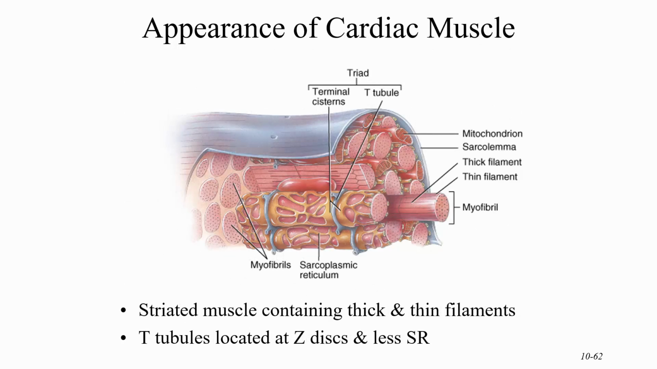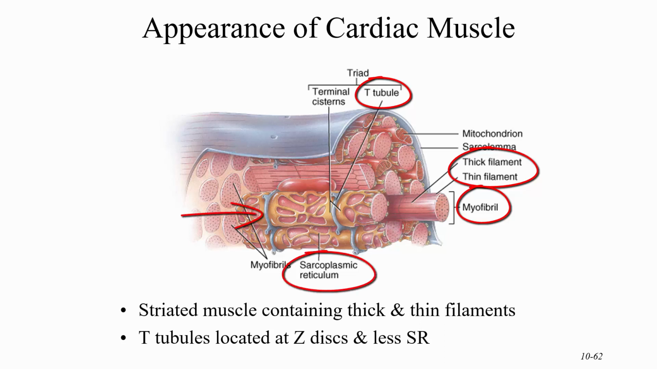Now, the appearance of the cardiac muscle, it's, again, striated muscle. It's going to contain the thick and thin filaments, as we see here in the myofibril. The T tubules are located at the Z discs, as you can see right here. And it's going to have less sarcoplasmic reticulum, as we just mentioned.